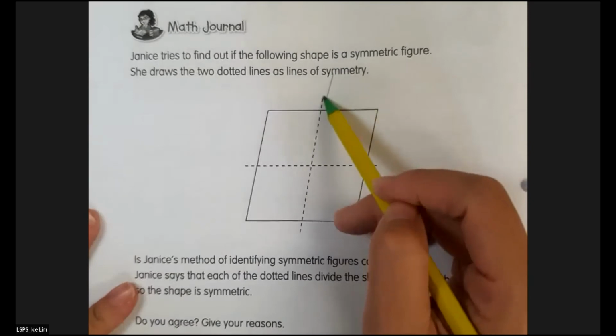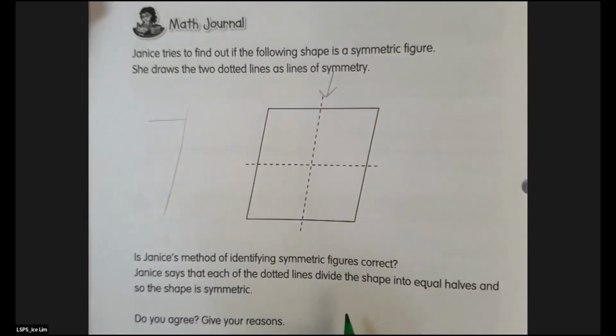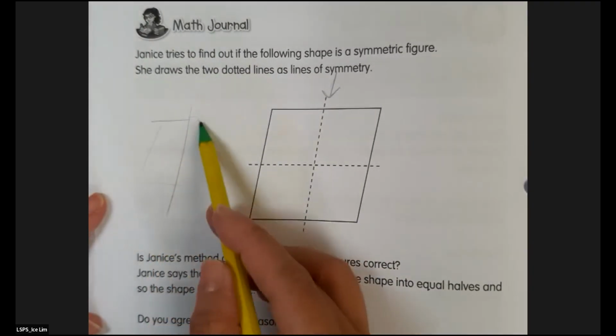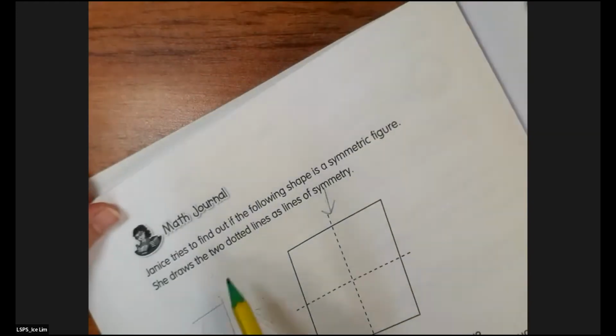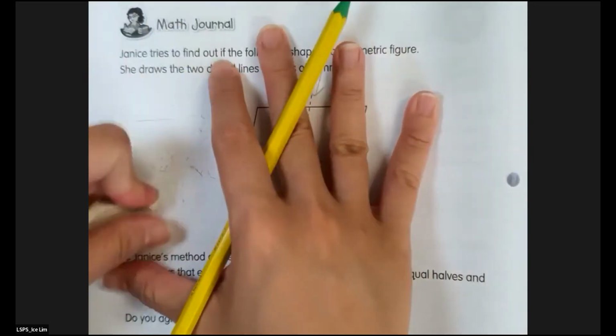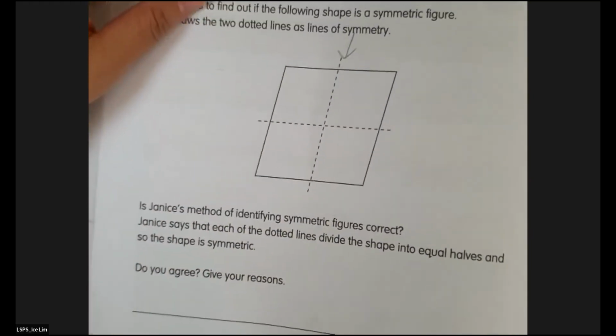If I say it's symmetric along this line, then probably the shape will look something like that instead. Because it's a mirror, you see. So along this direction, it should be something like that. But the problem, it looks like it's equal halves. So is it symmetric? Probably not. Why is it not?